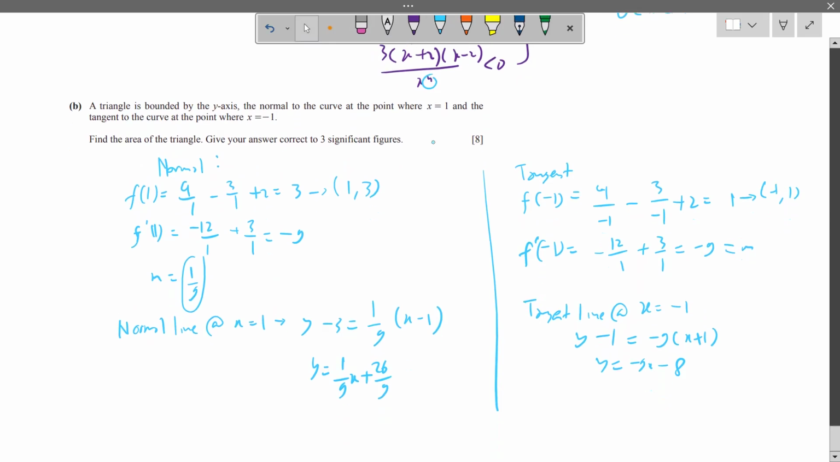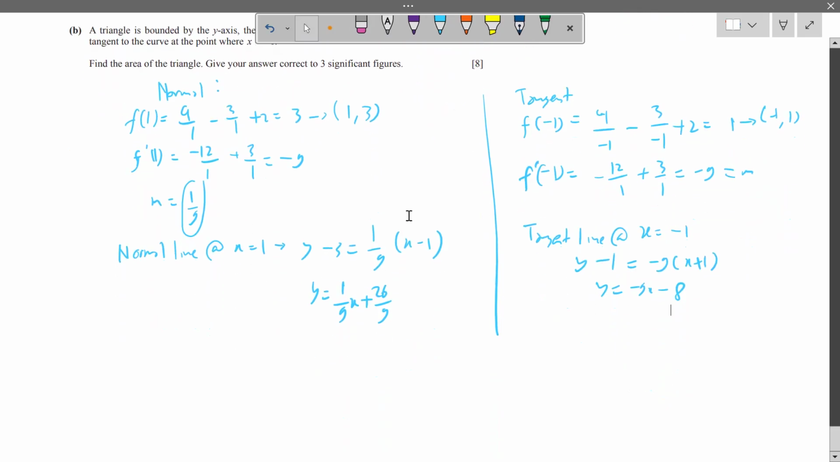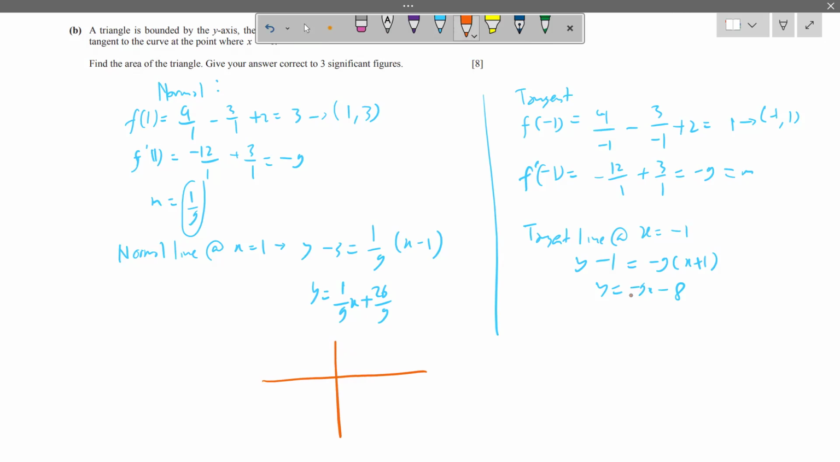Okay, so the lines will look something like this. I'm going to call this line 1, and this is line 2, just to illustrate how it looks. Line 1 here has a y-intercept at 0, 26 over 9, and it has a positive gradient. So like this. This is line 1.